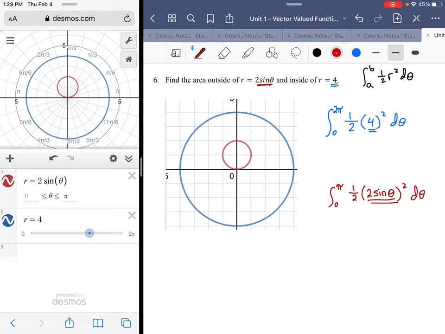The bounds for the larger circle, an ordinary circle centered at the pole, have a domain of 0 to 2 pi. And we learned in previous examples that a circle in the form of a sine of theta or a cosine of theta has a domain of 0 to pi. So at this point we can just carry through the process, because once we find our integrals, we can subtract the two and we'll have the area in between the two circles.